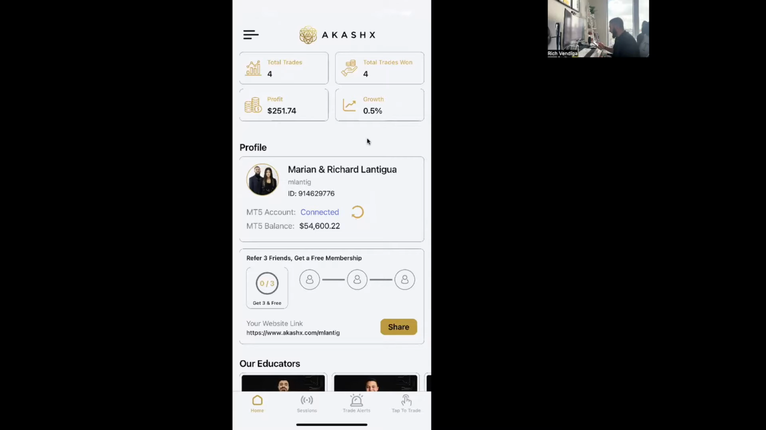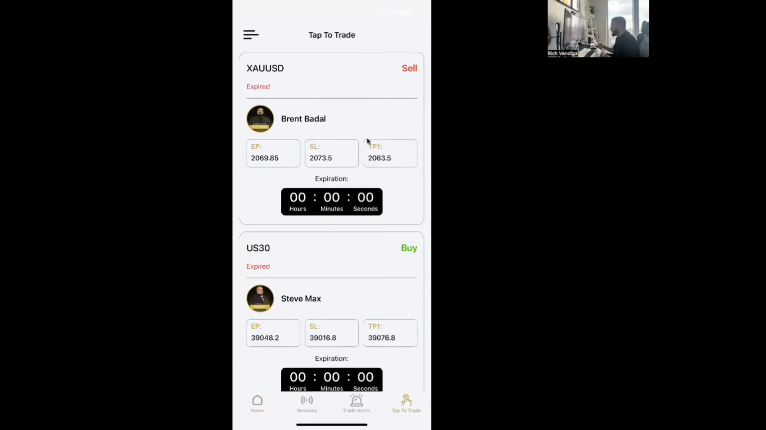Now, this is a TradexMastery prop firm account that is almost done with phase one that you guys are seeing right here. And we're going to go over to tap to trade, which is at the bottom right corner of the app. And here we're going to be receiving trade alerts that we are able to approve on the spot that will be automatically taken for us on our MetaTrader account the minute that we approve.